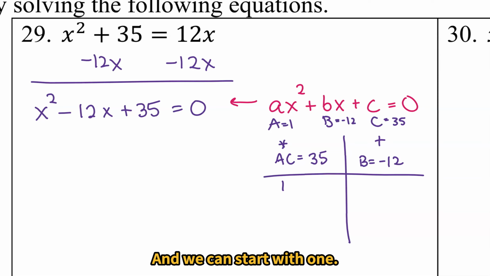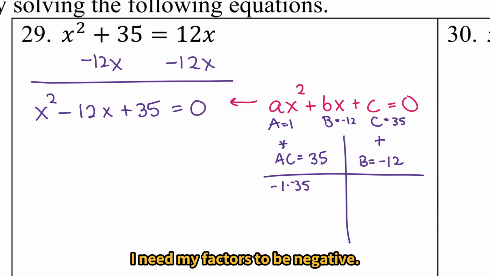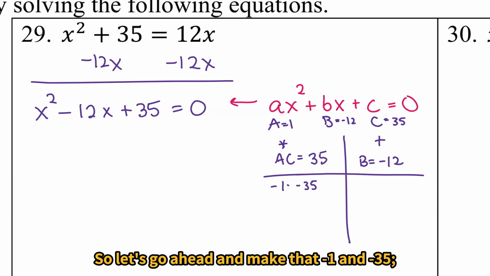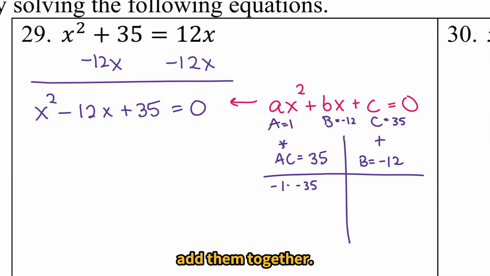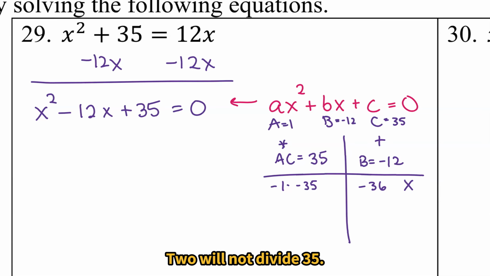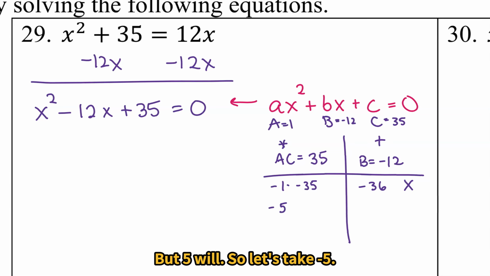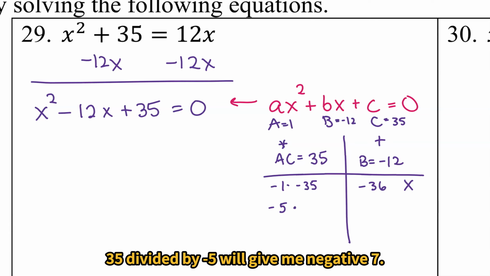And we can start with 1. 1 times 35 is 35. But if I want them to add to be negative, I need my factors to be negative. So let's go ahead and make that negative 1 and negative 35. Add them together, we get negative 36. It's too big. 2 will not divide 35. 3 will not divide 35. 4 will not divide 35. But 5 will. So let's take negative 5.